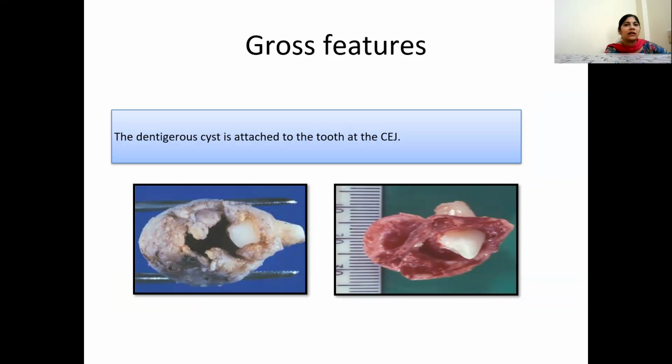What are the macroscopic gross features of dentigerous cyst? As you can see in the picture, the cystic lining is attached to the tooth at the CEJ, the cemento-enamel junction.